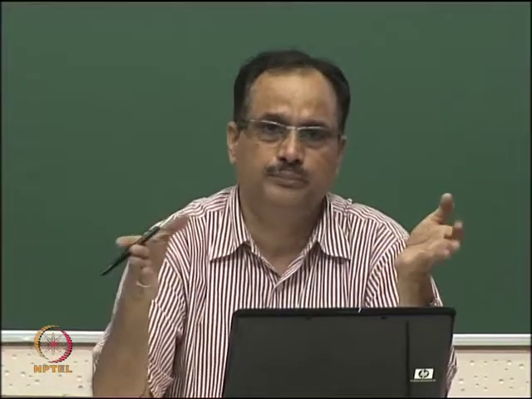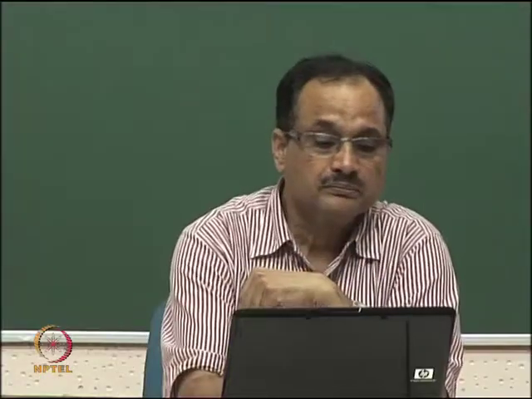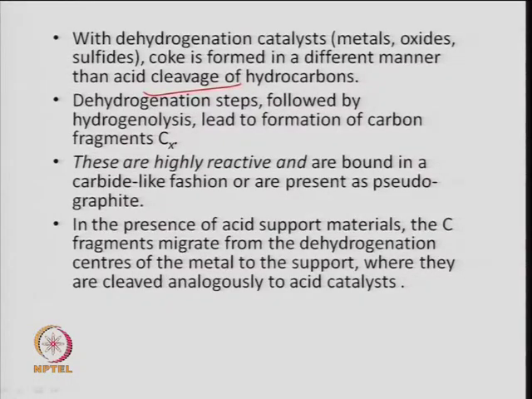So, that is a different kind of mechanism, but in dehydrogenation the hydrogen is being removed from the catalyst. So, in that case hydrogenolysis also happens, and that leads to formation of the carbon molecule, that is coke formation. So, these are highly reactive, whatever the dehydrogenation product, or hydrogenolysis, the formation of carbon fragments which are the CX type. So, they are highly reactive and are bound in a carbide like fashion or present in a pseudo graphite form. So, the carbon may be a different form of carbon, a graphitic form of carbon.